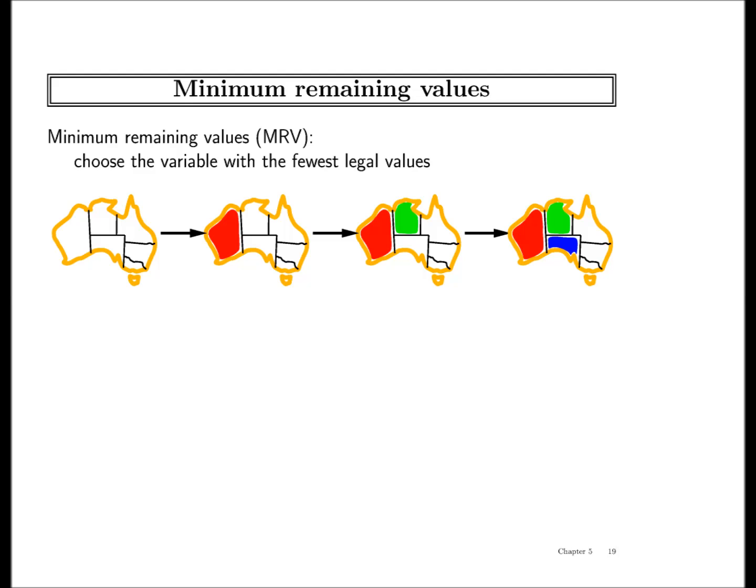How many would assign Northern Territory first? How many don't care what we assign? How many are going to assign South Australia first? Wow. You guys are intelligent. Or at least artificially intelligent.